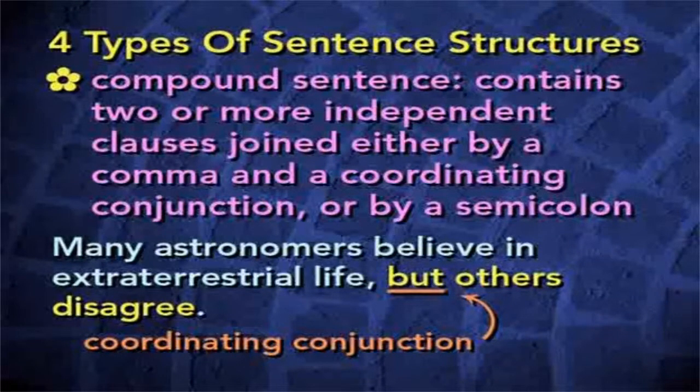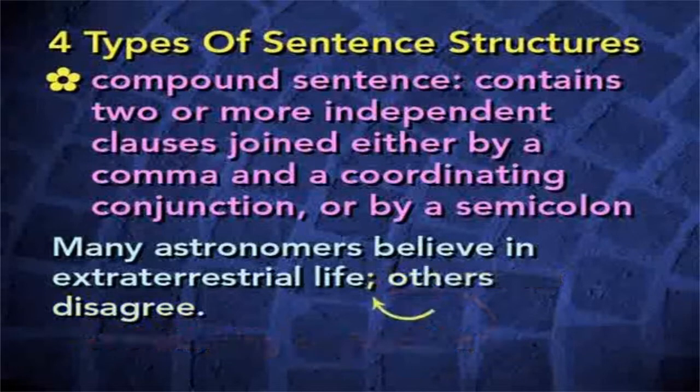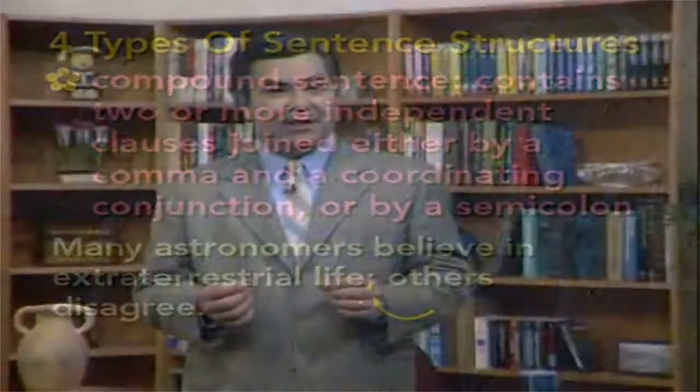So this sentence would also be correct if it read as follows. Many astronomers believe in extraterrestrial life, semicolon, others disagree. This would also be a correct way of creating this compound sentence. The point: a compound sentence consists of two independent clauses, and there are two alternative ways of joining them to make a single sentence. So that's our second type of sentence, the compound sentence, after the simple sentence.